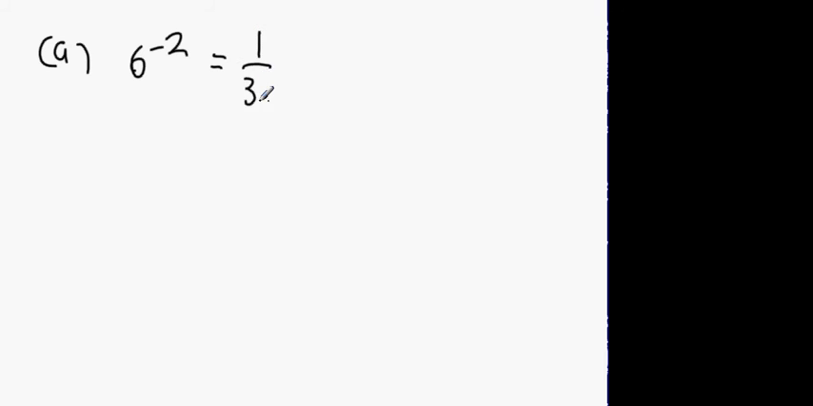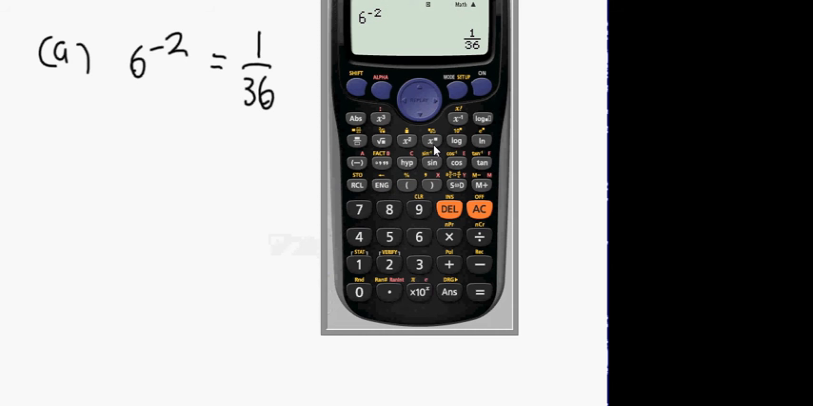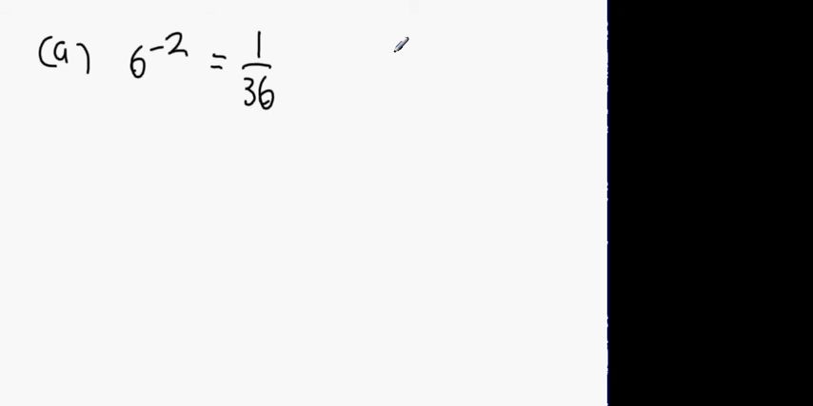Just 1 over 36 goes directly in once you use the calculator. The next question is 81 to the power of a half. So you have 81 to the power of a half, and you just use the fraction button, and it turns into 9. To the power of a half means square roots. Alright, so guys, that was your first 5 marks.